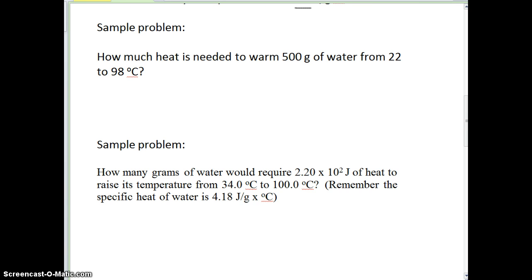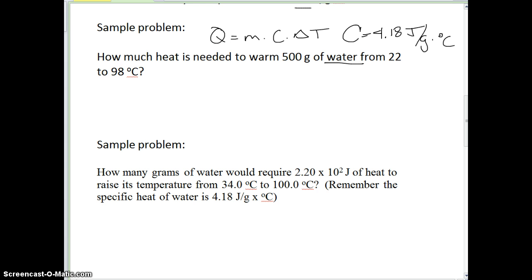Sample problem number 1 says: how much heat is needed to warm 500 grams of water from 22 to 98 degrees Celsius? What we're going to do is use Q equals M multiplied by C multiplied by delta T, and then plug some values in. Because we are dealing with water, C, that specific heat, is going to be 4.18 joules over grams times degrees Celsius as our unit. So let's throw some things in here.